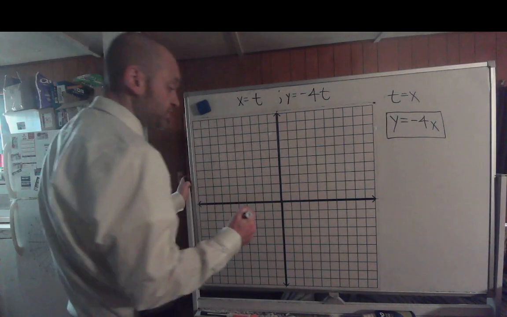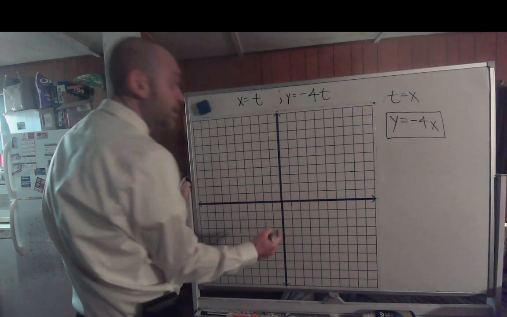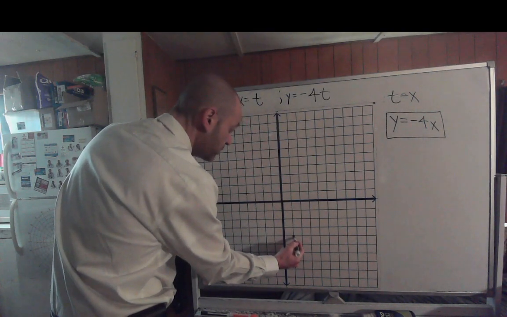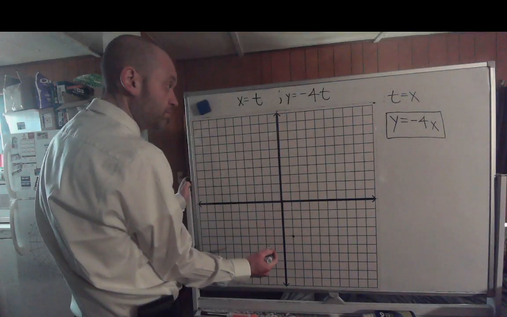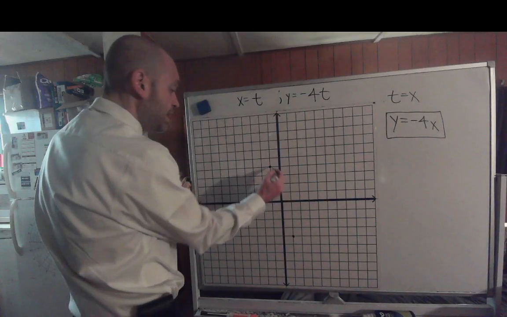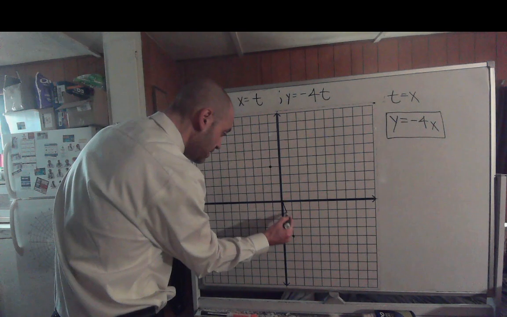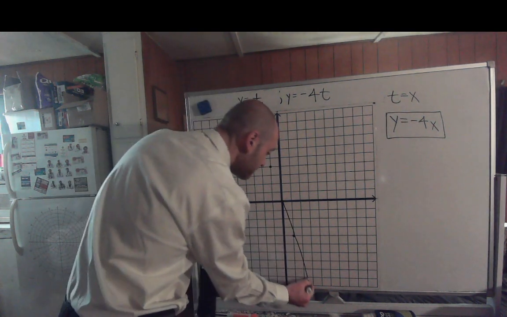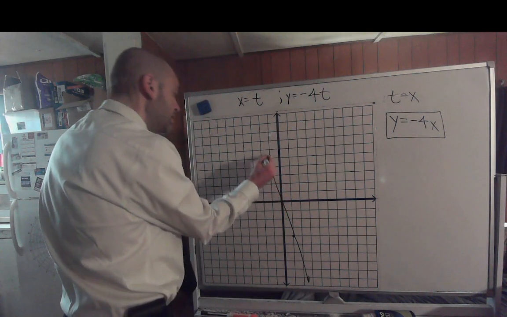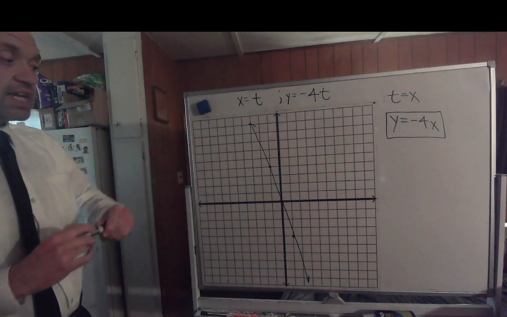So when x equals 0, well, y would equal 0. When x equals 1, y would equal negative 4. When x equals negative 1, y would equal positive 4. And I think we can clearly see we're going to get a line with a slope of negative 4. So there is your line, y equals negative 4x.